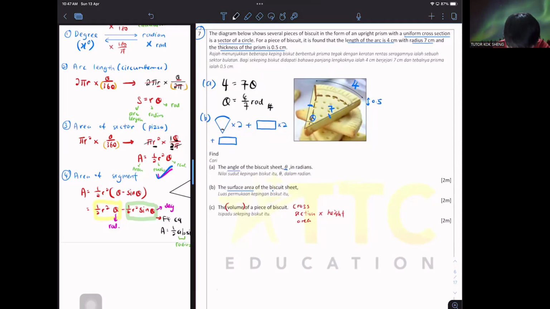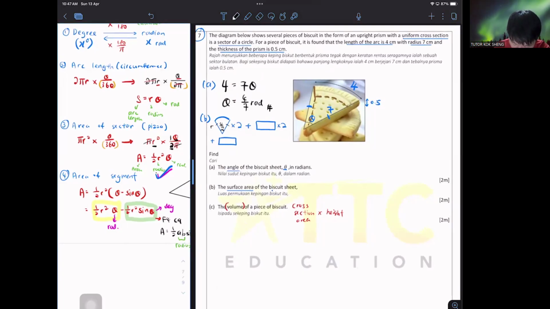The theta just now is what? 4 over 7. Radius is 7, right? Yeah, we can find the area already using the area formula.